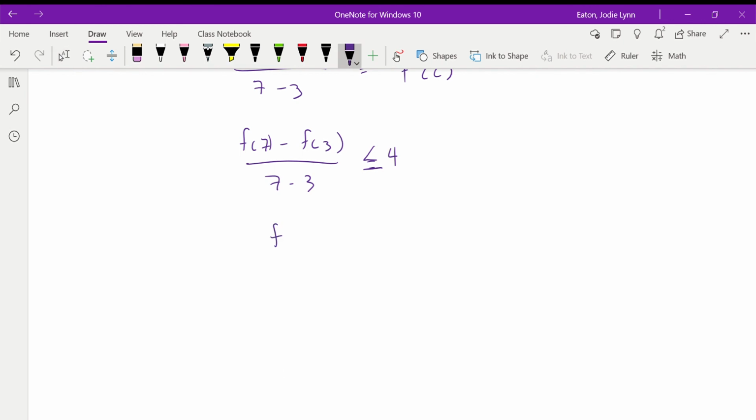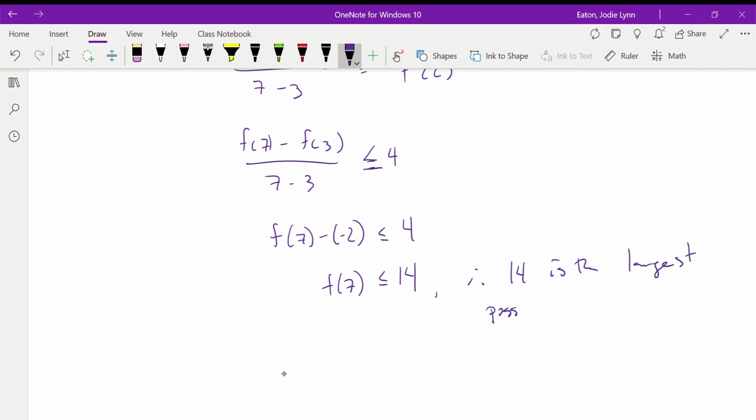So multiplying both sides by 4, we get f of 7. We know f of 3 is negative 2. Minus negative 2 is less than or equal to 4. So f of 7 is less than or equal to 14. So since f of 7 is less than or equal to 14, this means 14 is the largest possible value of f of 7.